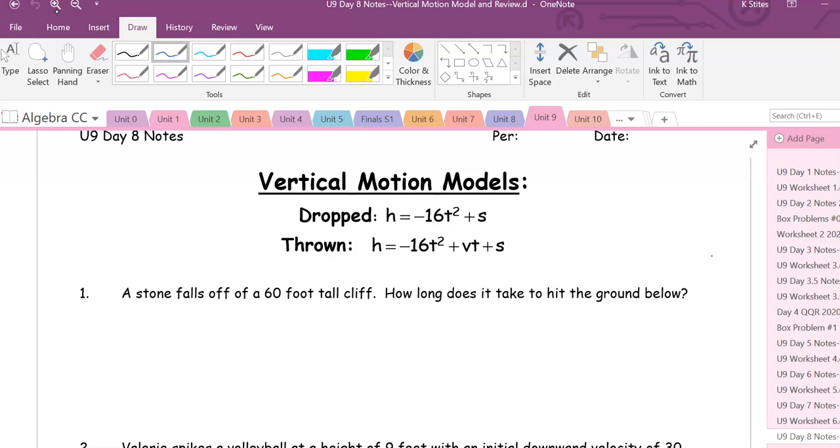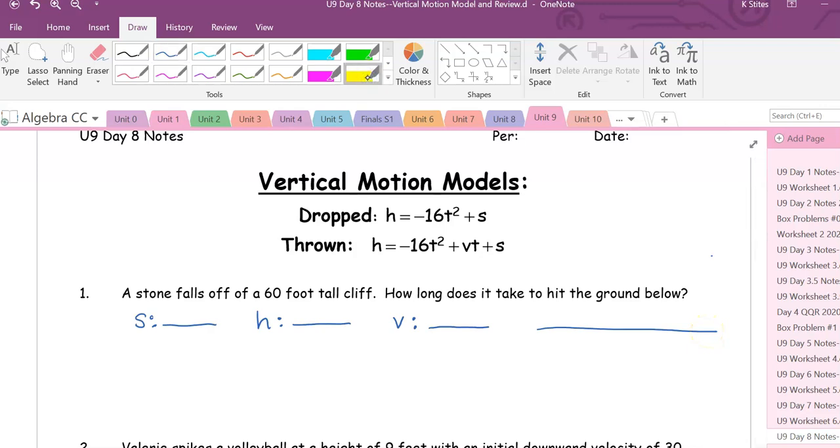A stone falls off of a 60-foot tall cliff. How long does it take to hit the ground below? If you would like, you can set up your starting height, ending height, velocity. If you can go ahead and write your equation without that, that's totally fine as well.